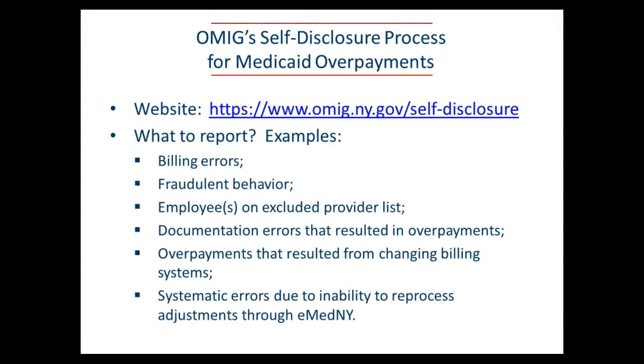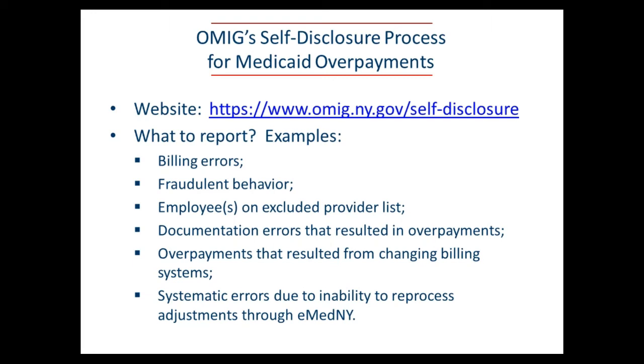What type of issues would you report? Here are some examples. Billing errors, none of these will be surprising. Fraudulent behavior. Once again, employees on the excluded provider list. That's quite common. We see that with some regularity. Documentation errors that resulted in overpayments. And to be honest, what provider at some point doesn't have a documentation error that resulted in an overpayment?